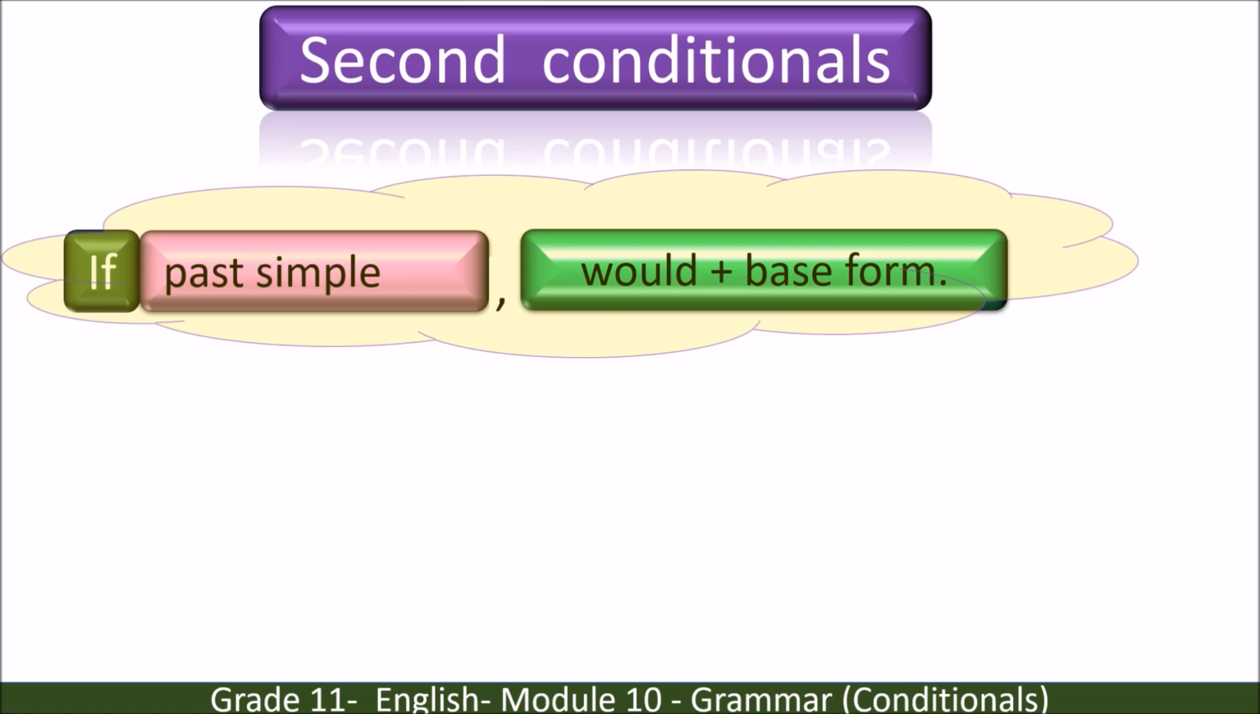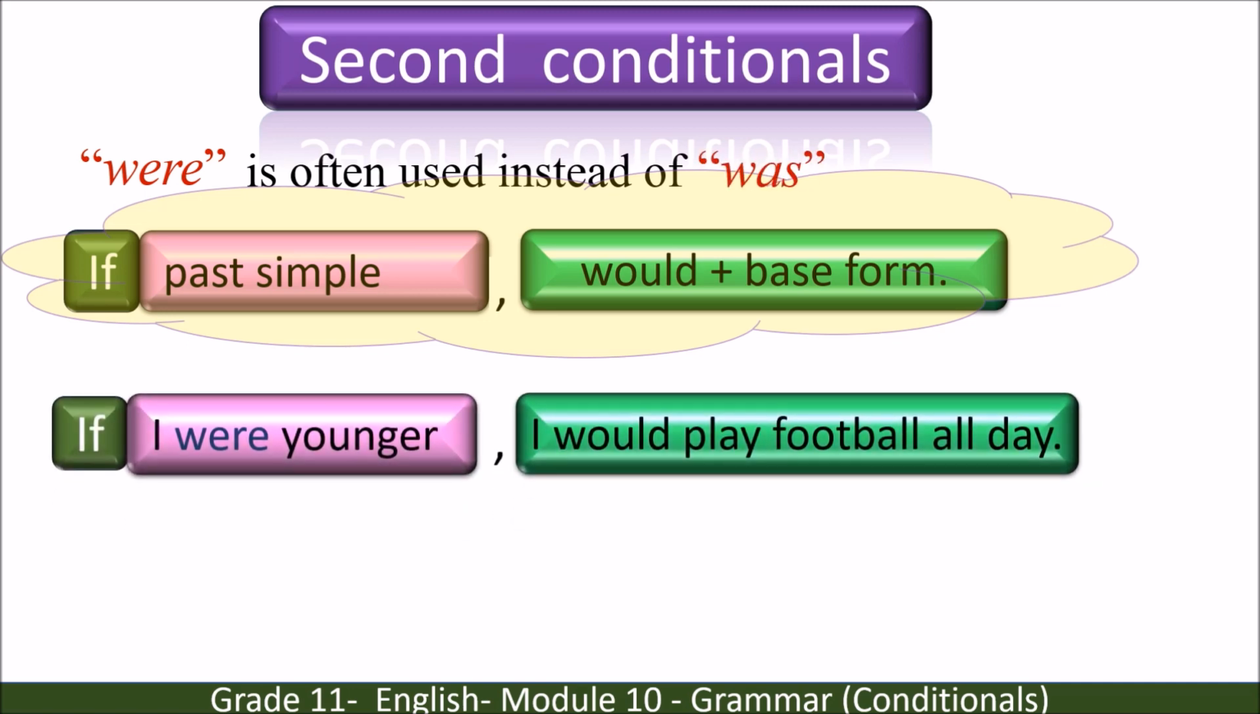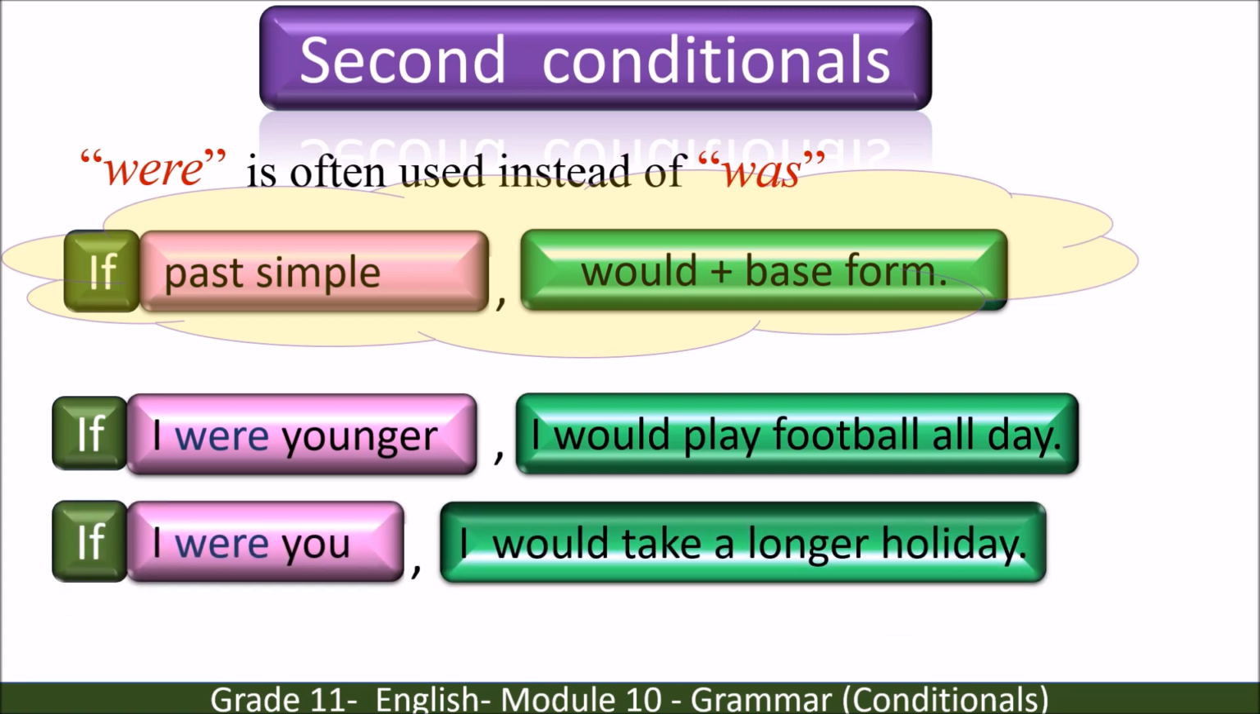In second conditionals, were is often used instead of was. As in this example, if I were younger, I would play football all day. We say if I were, not if I was. To express opinion or to give advice, we use if I were you, not if I was.